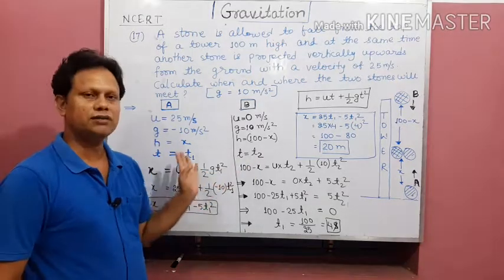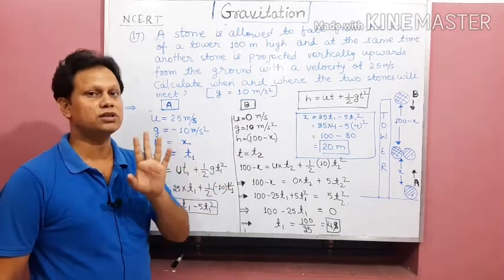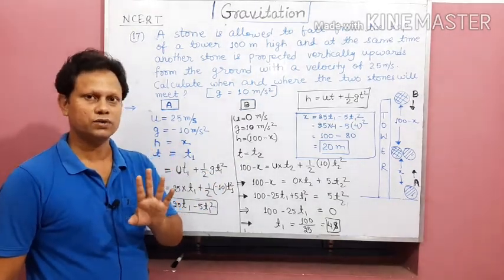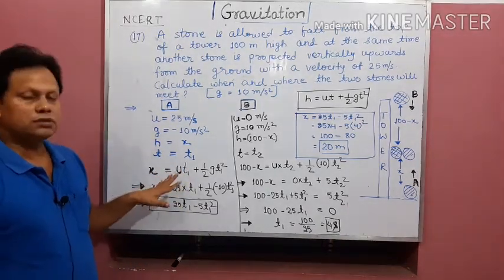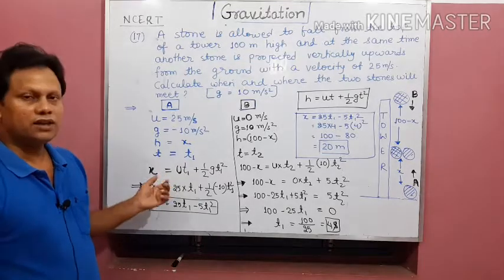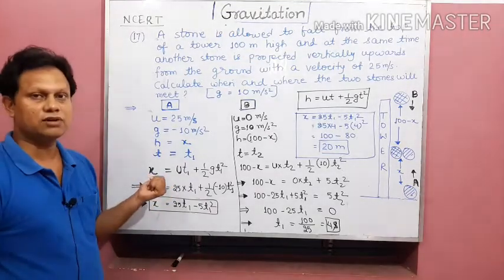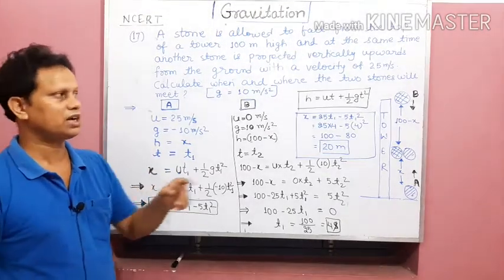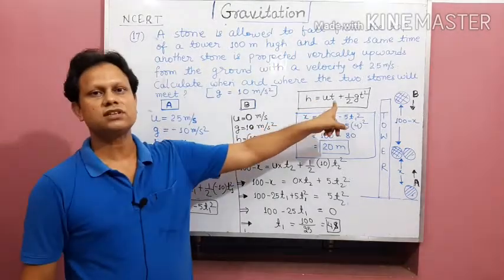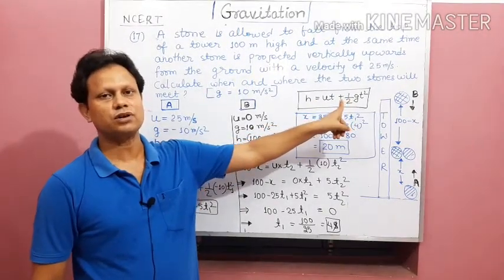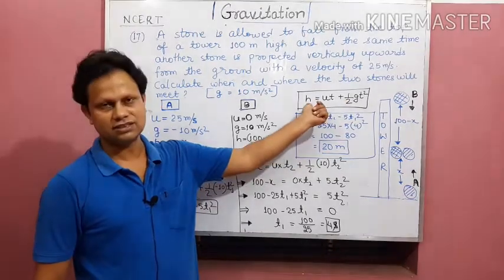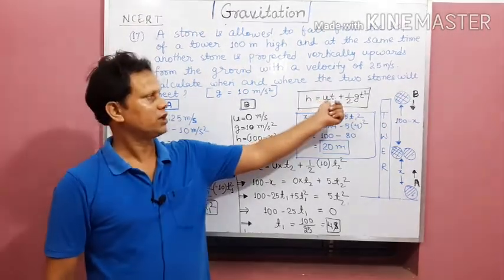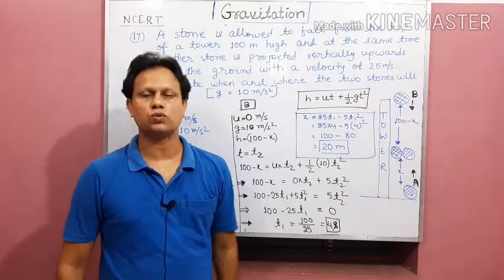So although I have given different names, the values will be taken as equal to each other. Now for the discussion of stone A, how much distance has been travelled, which equation of motion have I used? This is the key formula on which I am going to find the solution: displacement is equal to ut plus half gt square.